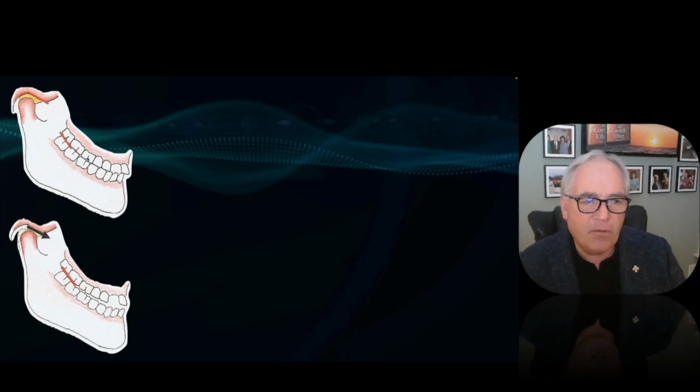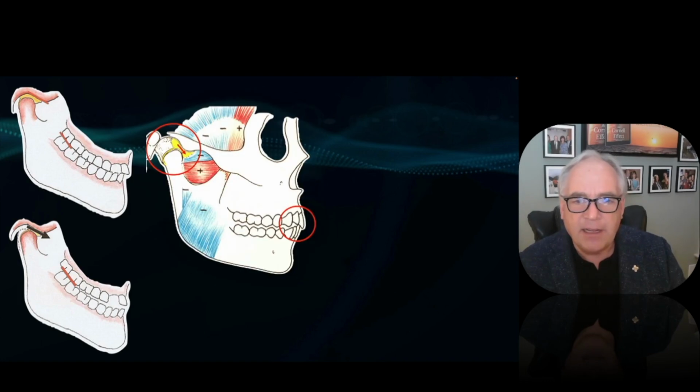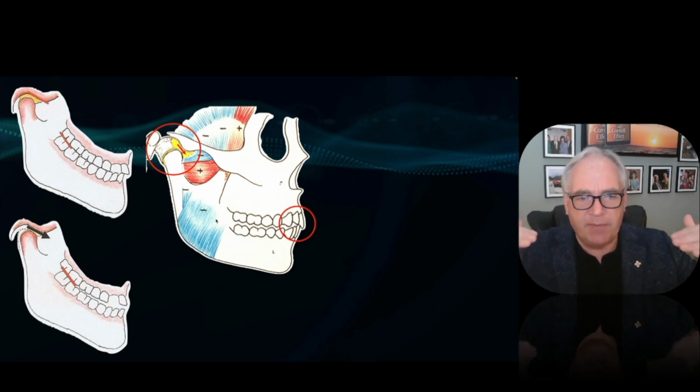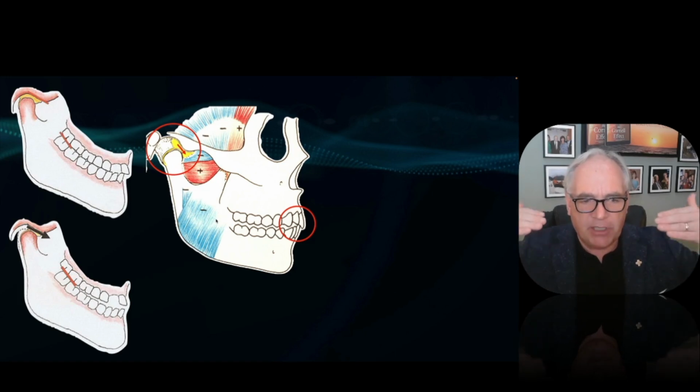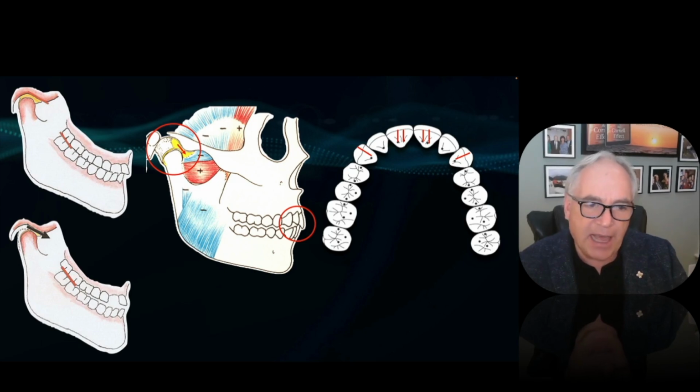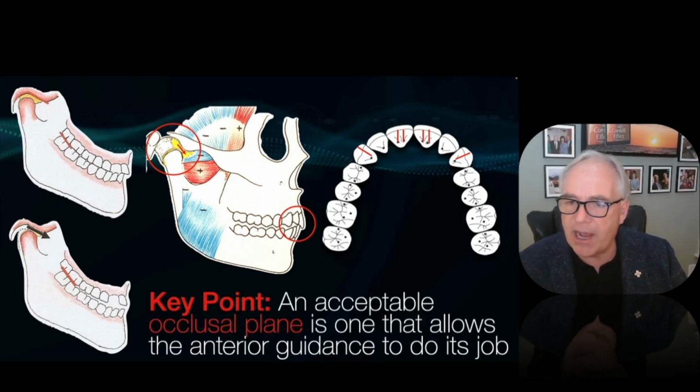So, we just want you to understand that primarily your occlusal plane should have pretty level cusp tips. We don't want it canted with the eyes. It should be nice and level, that whole maxillary plane. It should be pitching up slightly to the posterior. And it should allow the anterior guidance to do its job.